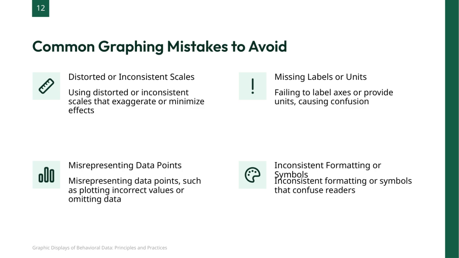It's also crucial to accurately represent your data points. Plotting incorrect values or leaving out data can seriously undermine the reliability of your graph. Lastly, be consistent with your formatting and symbols. If you switch styles or symbols halfway through, it can confuse your readers and make your graph harder to understand. Keeping these points in mind will help ensure your graphs communicate information clearly and effectively.